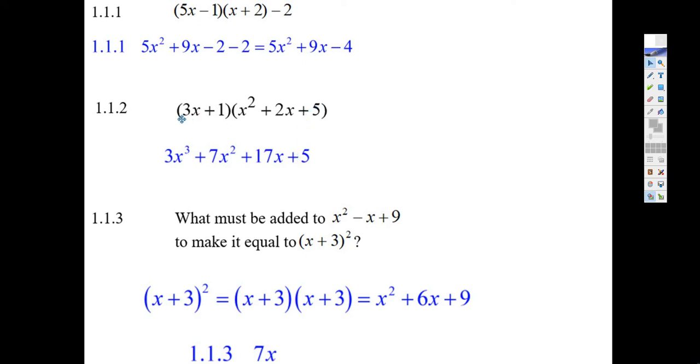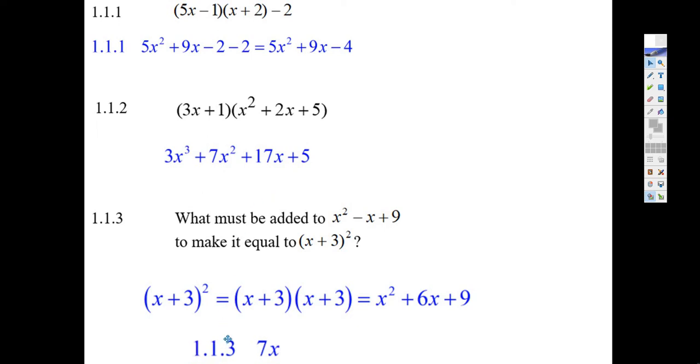Now you can do it in a different order and combine the like terms, but you're going to get exactly this answer. Like you can multiply 3x times each thing, and then 1 times each thing, and then combine them. And get the answer, but you're going to end up with 3x cubed, 7x squared, 17x, and 5.